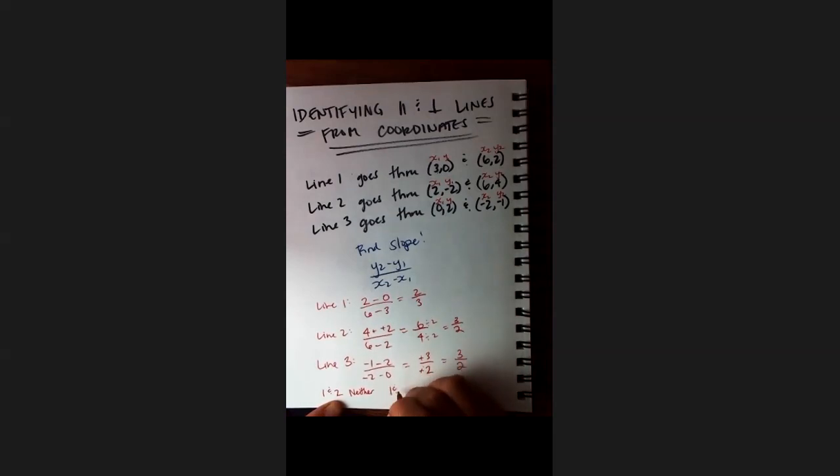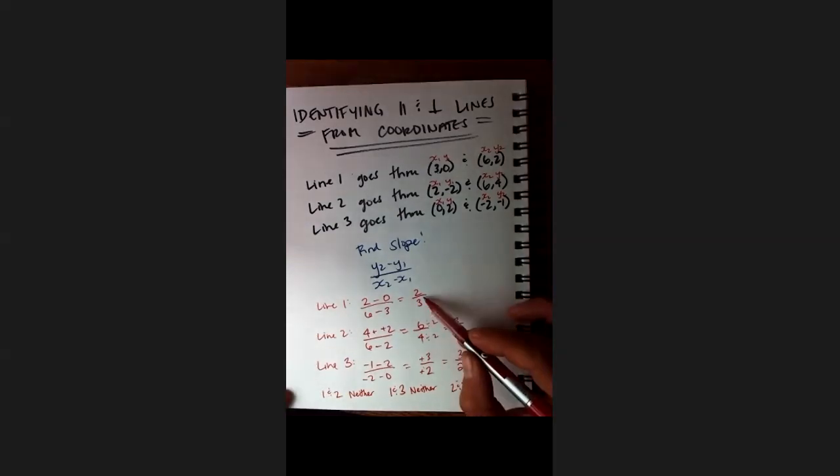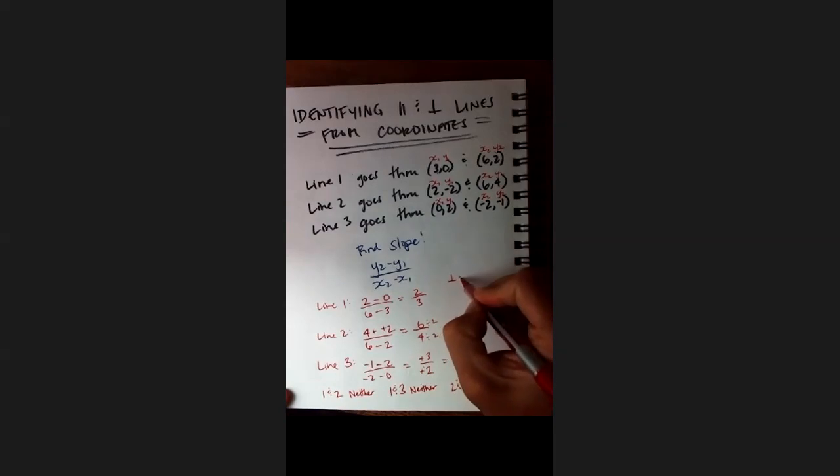How about 1 and 3? 1 and 3, they're also neither, as they're not parallel nor perpendicular. How about 2 and 3? And it looks like 2 and 3 are actually parallel due to the fact that they have the exact same slope. Cool. All right, if I was looking for the perpendicular slope to 2/3, what would that be?